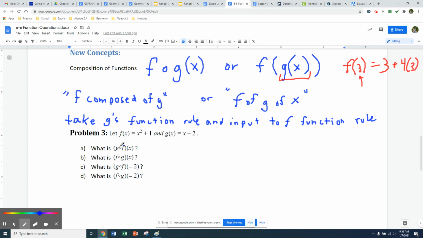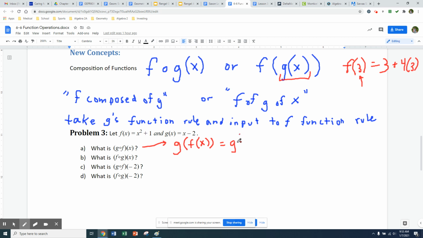So g of f of negative 2 means I'm going to take g of, the f function rule is x squared plus 1. So I'm going to take that negative 2, put it into the f function rule. So what I've done now is I've taken f of negative 2 and input that negative 2 into its function rule, in for the x. So I'm using this function rule up here. That is something of function rules that you have been introduced to. So f of 3, we put a 3 in for the x. F of negative 2, we put a negative 2 in for the x.